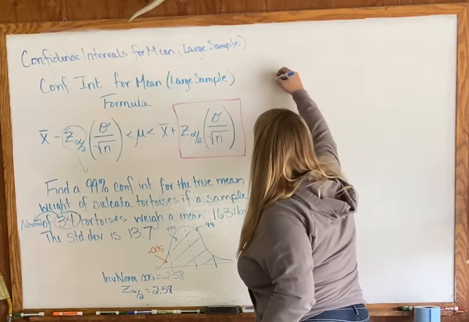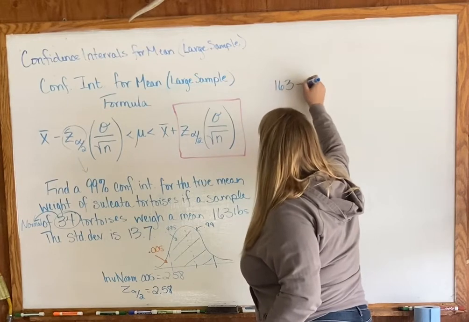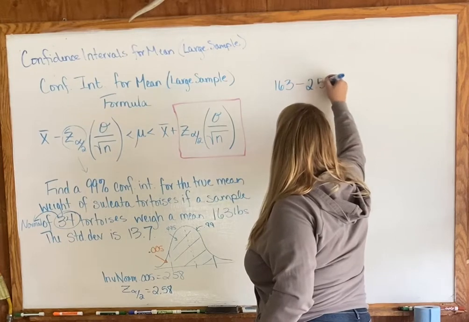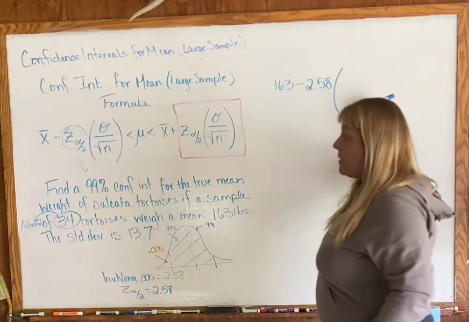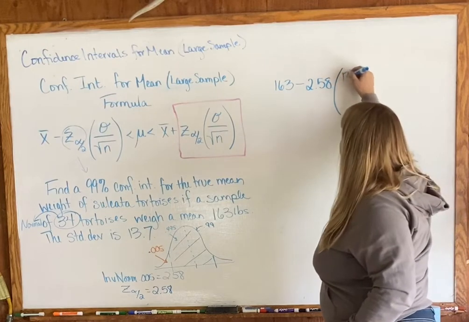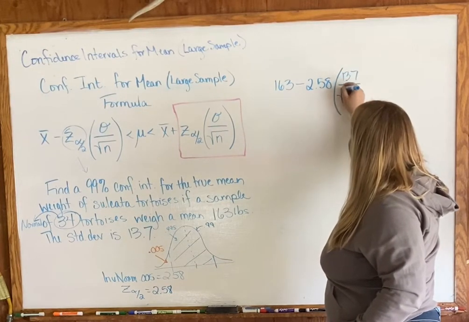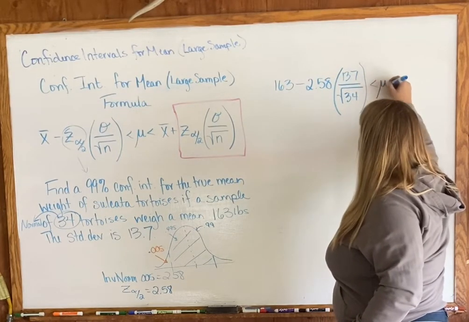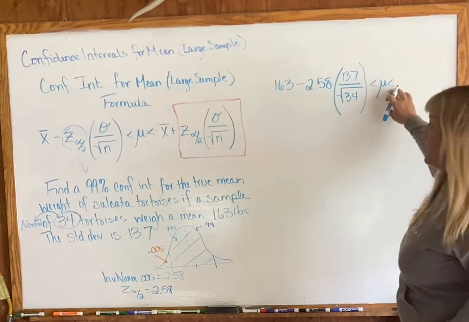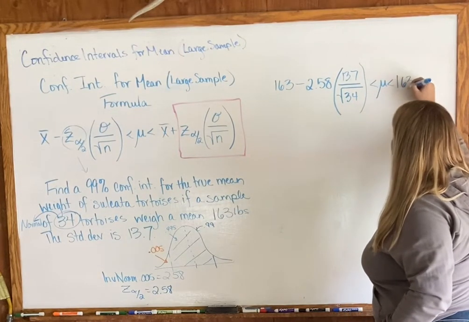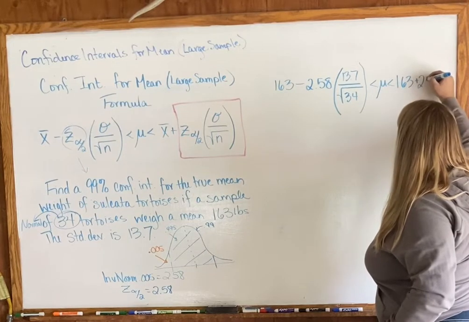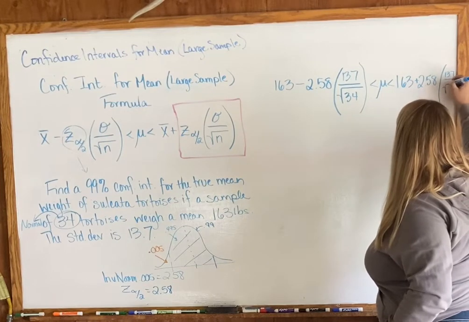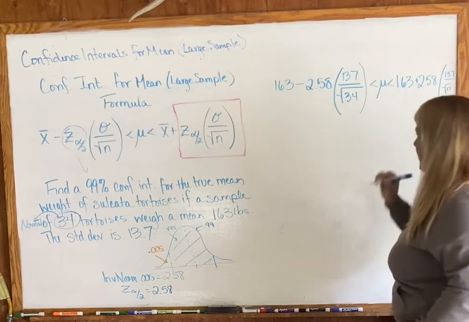So we're going to start with the 163 minus our z-score, which we just took a couple minutes to find there, 2.58, times sigma, our standard deviation of 13.7, over the square root of n, which is 34, is less than mu, which is less than, so again, we're hoping the mean is in the middle here, 163 plus 2.58 times 13.7 over the square root of n. Now, I ran myself out of space there, but got it.